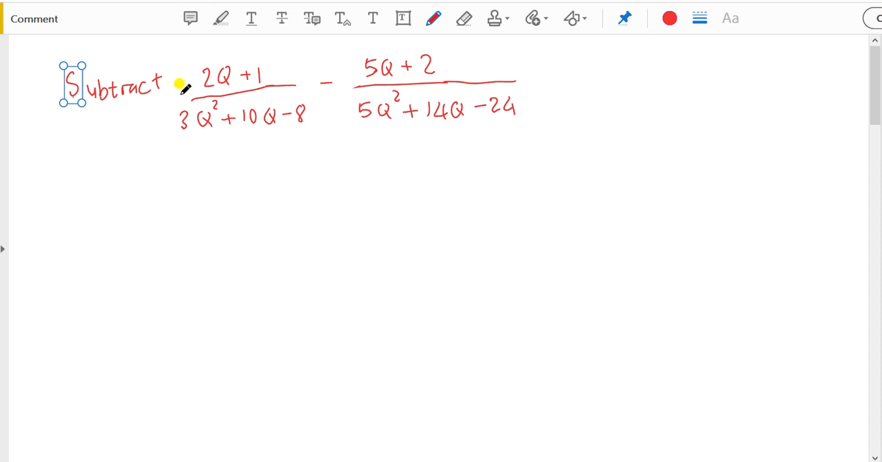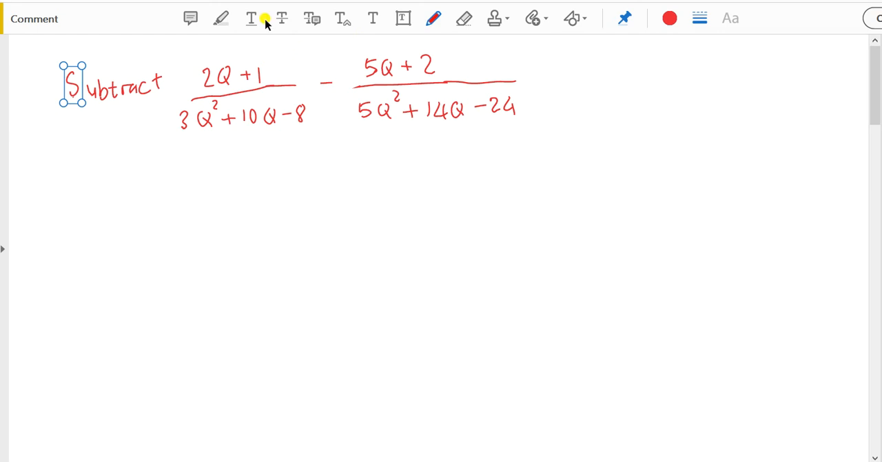Okay, so we are trying to subtract these two rational expressions. The bottom part of the first one is 3q squared plus 10q minus 8, and the second fraction has 5q squared plus 14q minus 24. We can see that they are not the same on both fractions, so we cannot just subtract these two rational expressions right away. We have to find the LCD and make them have the same bottom before we can add and subtract the top together.